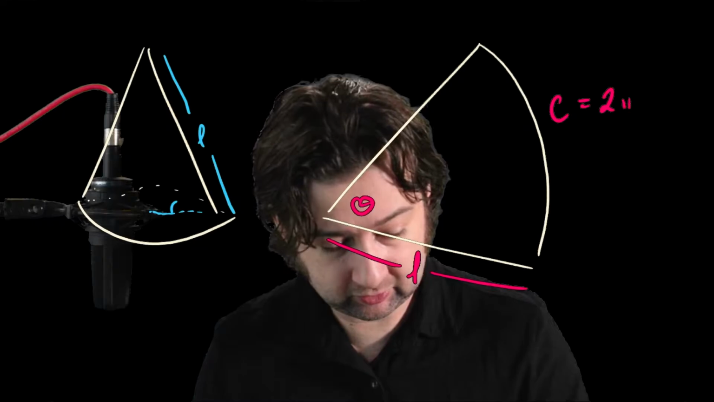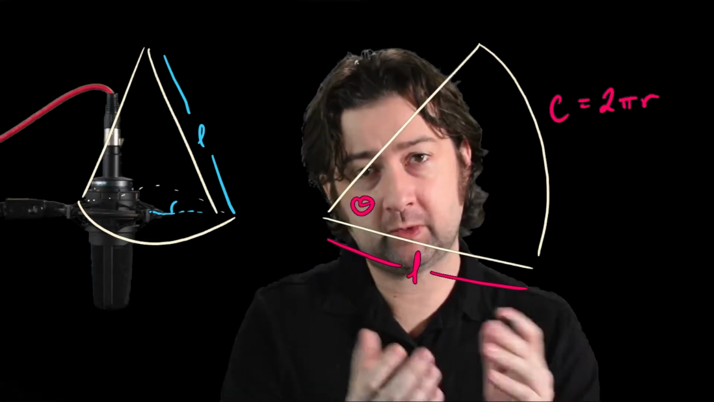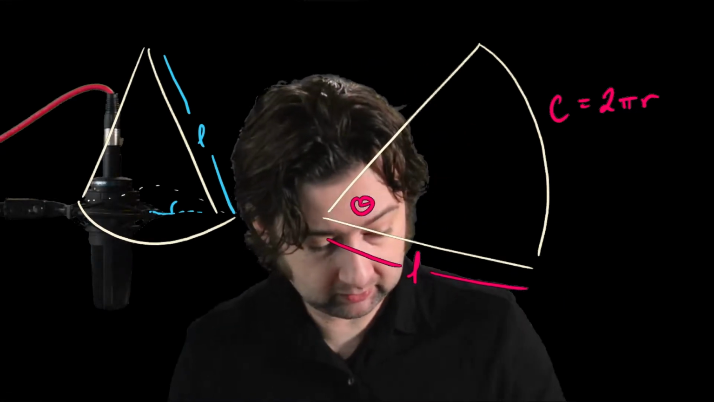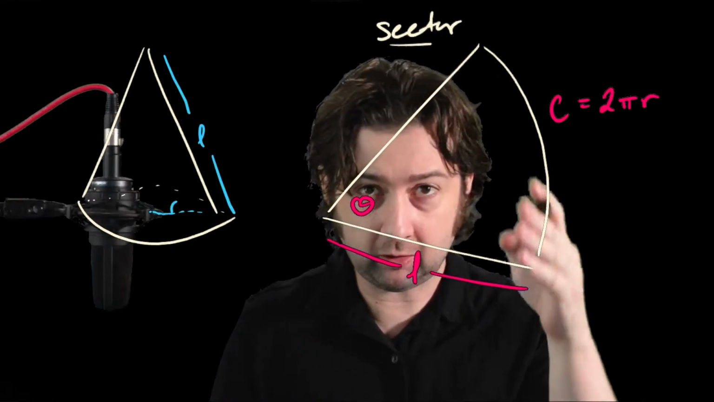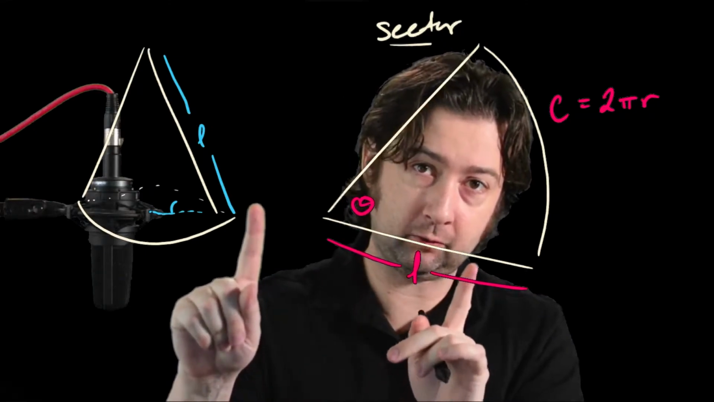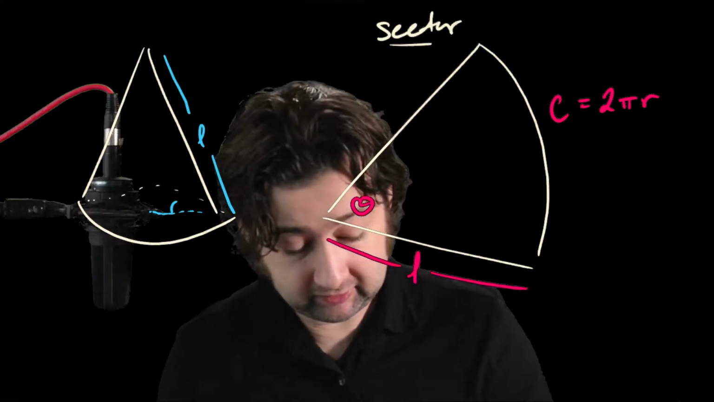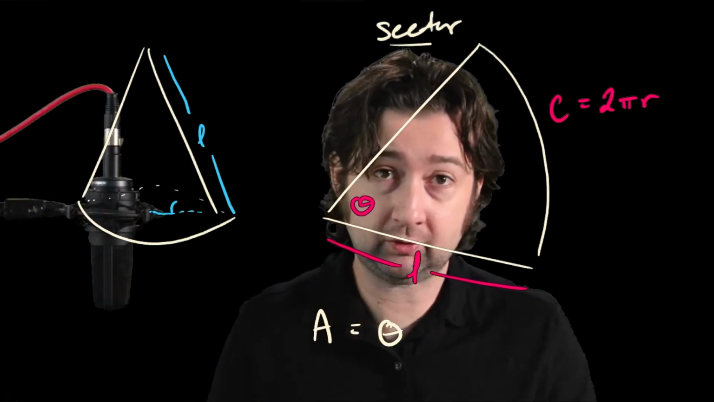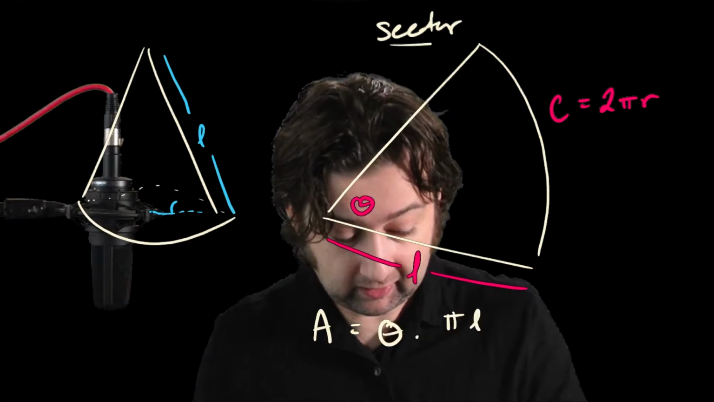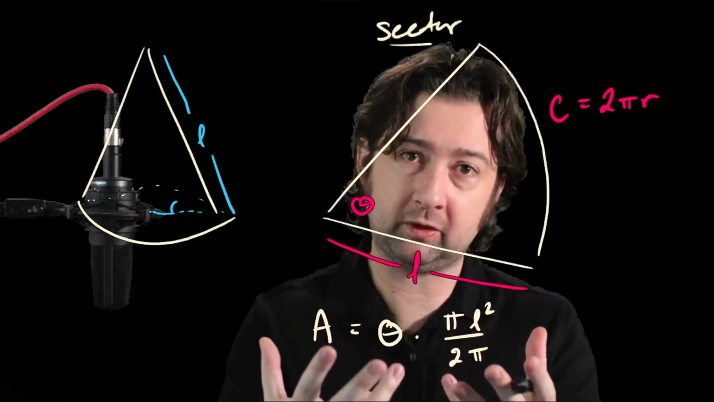So I know that this on the outside is the circumference, which is equal to 2 pi r from the original cone over here. This is a special type of shape called a sector of a circle. So this is called a sector. And we have formulas that relate the quantities: the arc on the outside, the central angle, and the radius of the sector out here. In particular, we know that the area of this sector is equal to theta, which is the central angle, times pi L squared over 2 pi. And you might think, well, where does that formula come from?